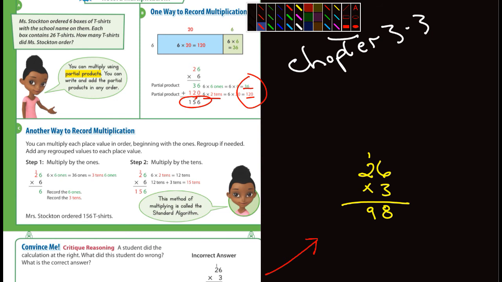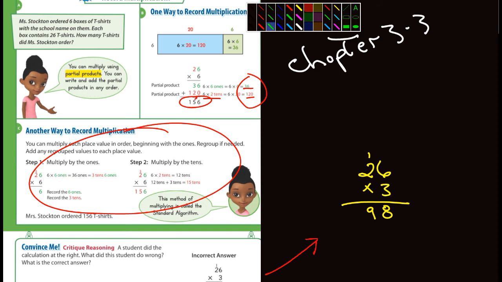And it says another way to record a multiplication here. They give you a couple different steps, and you guys could look at that and see if that makes it a little bit easier for you. And maybe there's a third way that you do that's different.